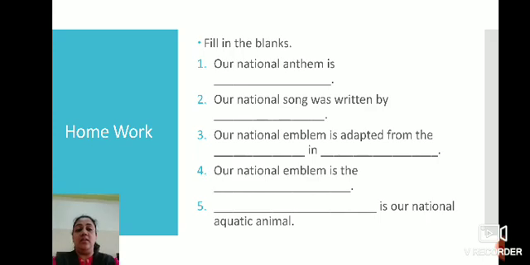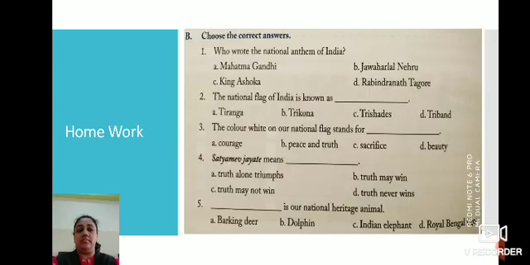Now let's see the other question. Okay. Now here 5 questions are given and we have to choose the correct answer. So, will you tell me who wrote the national anthem of India? Now see children, here the question is national anthem. Don't get confused between national song and national anthem. National anthem is Jana Gana Mana and national song is Vande Mataram. Got it?